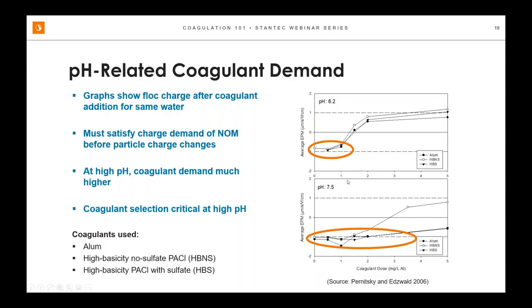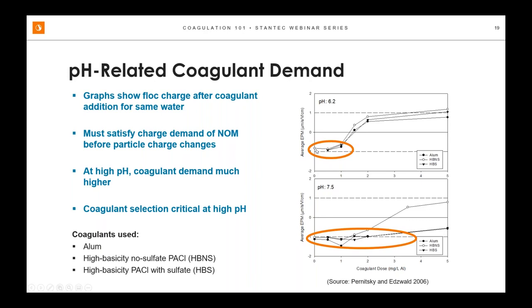So this graph, again, has milligrams of aluminum, okay? So if you needed to mentally convert that to milligrams of alum, multiply by 11. So 2 milligrams of aluminum is 22 milligrams of dry alum. So for this particular water, we've got electrophoretic mobility, which is kind of like zeta potential. Think of this as particle charge, without getting into all of the voodoo science behind this. 0 is neutral, positive charge above, negative charge below.